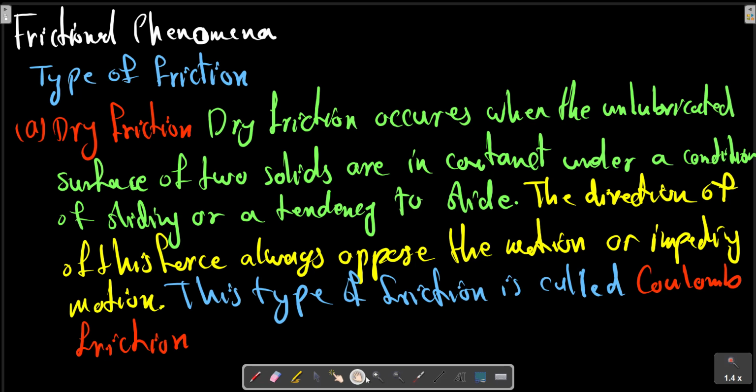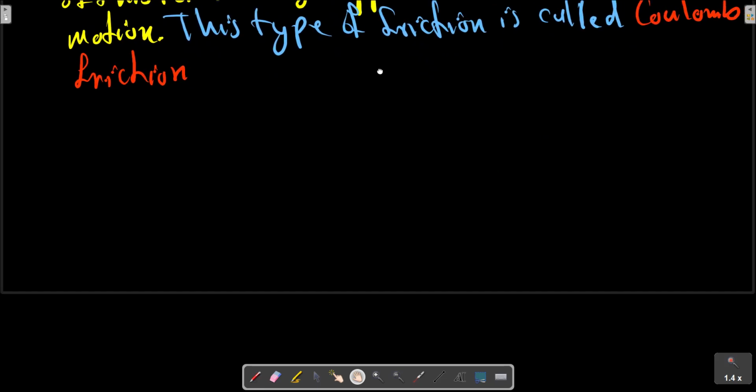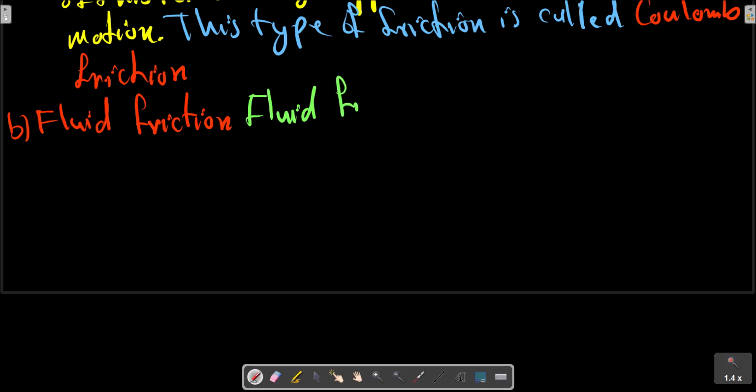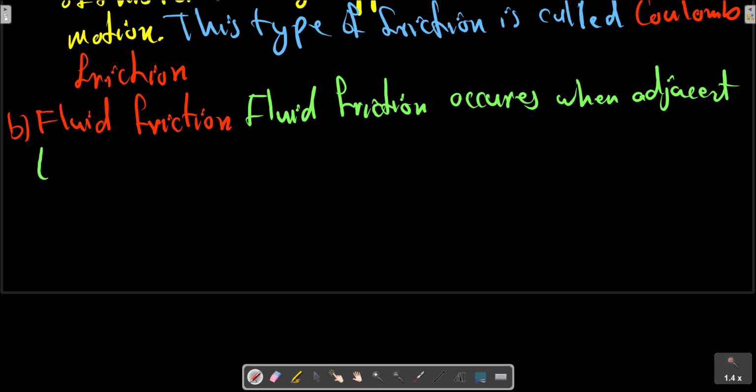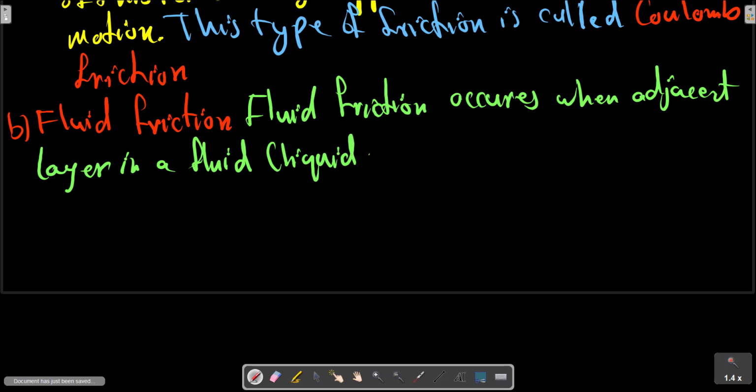The next type of friction is fluid friction. Fluid friction occurs when adjacent layers in a fluid, liquid or gas, are moving at different velocities.